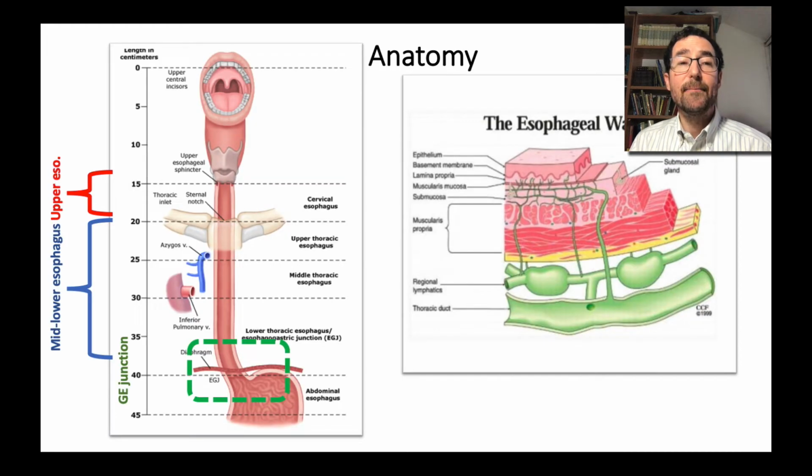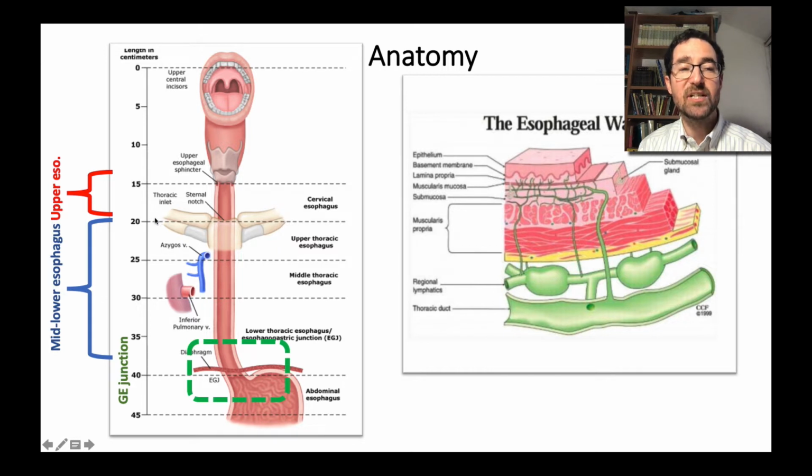So, this is the anatomy. On the left-hand side, you can see the esophagus, and you can see here the depth. It's traditionally measured as if you were putting an endoscope in, hence the mouth is 0 centimeters. And when you get down to the GE junction, the gastroesophageal junction, it's 40 centimeters. So most of the cases of esophageal cancer we're going to talk about today are from 20 to 40 centimeters.